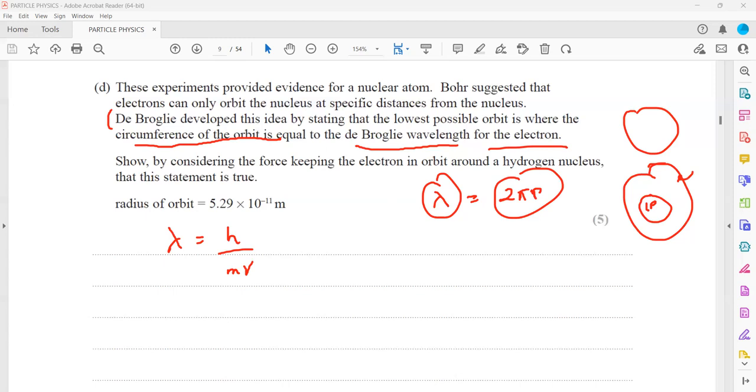And how can we work out the value of v? The circumference is 2πr, because we want to show that when we calculate the value of lambda, it will be the same as the value of 2πr, the circumference. Here h is Planck's constant, which has a value of 6.63 × 10^-34. m is the mass of the electron, and v is the speed at which the electron is moving.